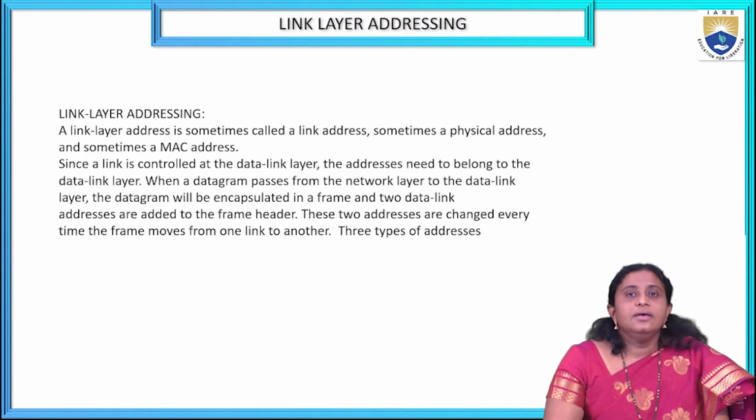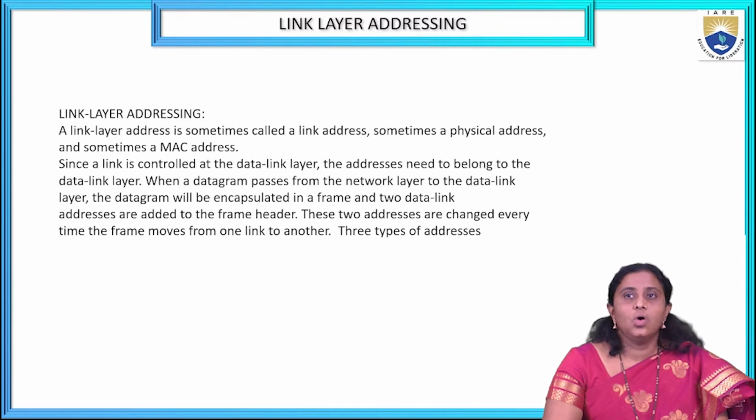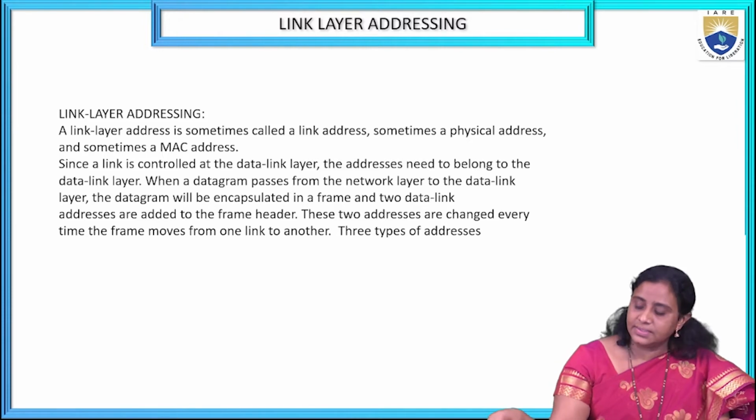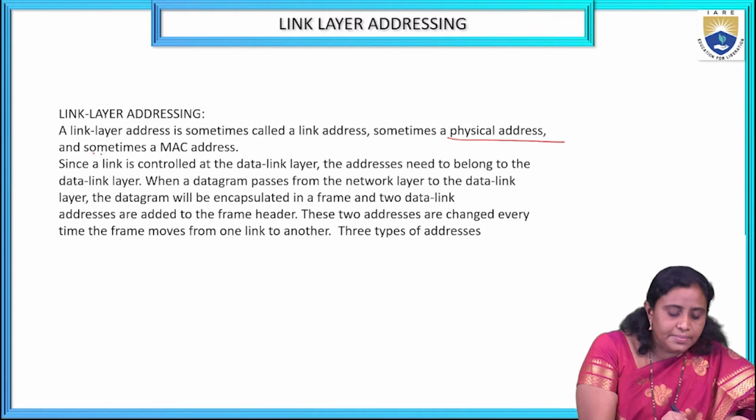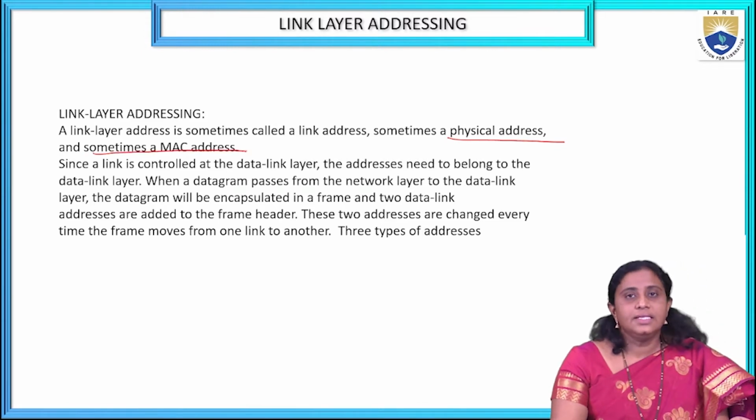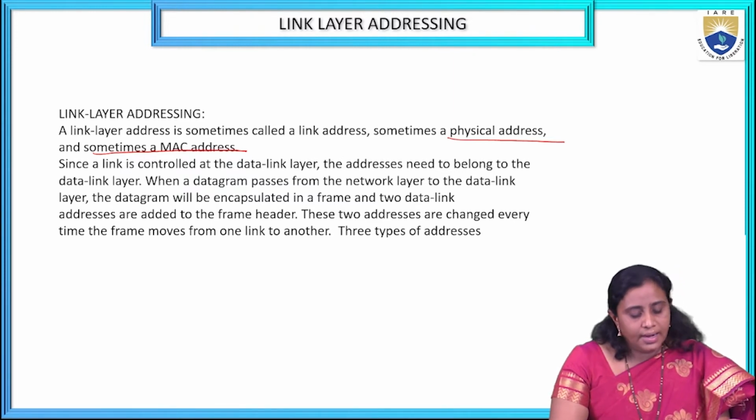So coming to link layer addressing. A link layer address is sometimes called a link address, or it may be identified by two types of addresses. The first one is the physical address, the second one is the MAC address. Since a link is controlled at the data link layer, the addresses need to belong to the data link layer.